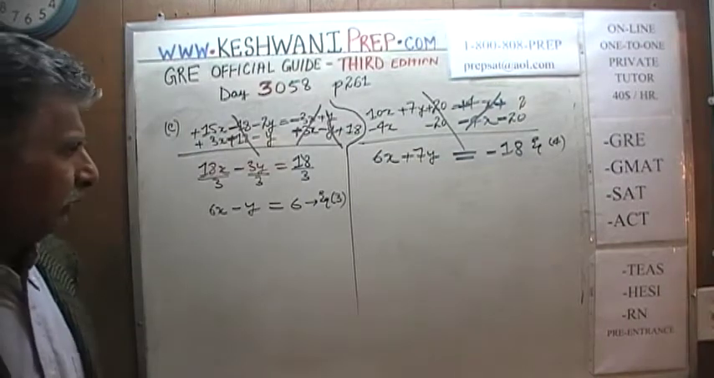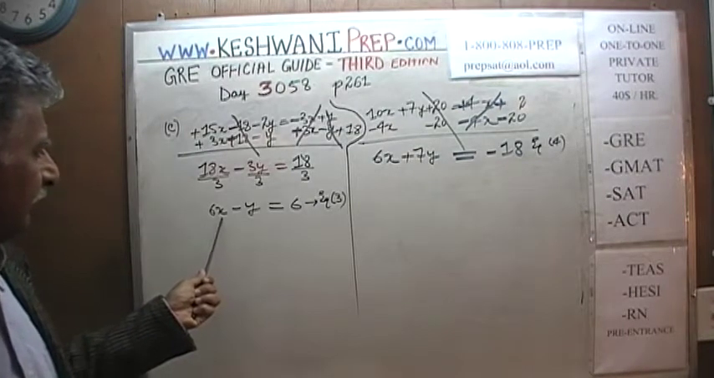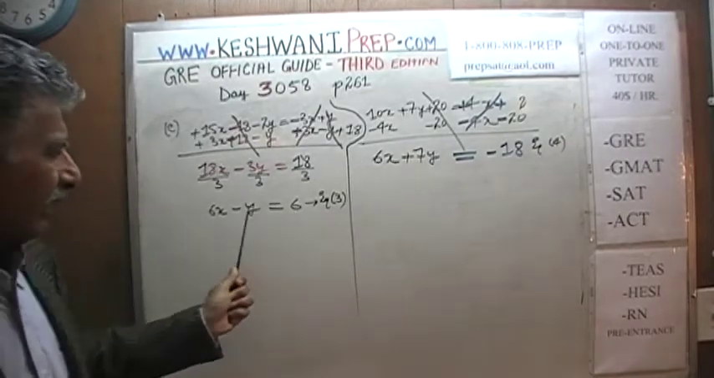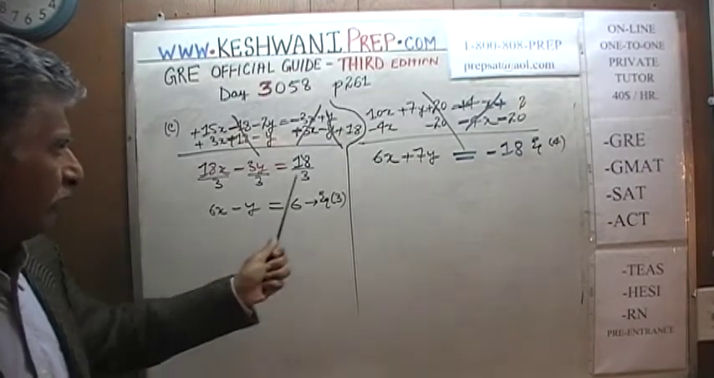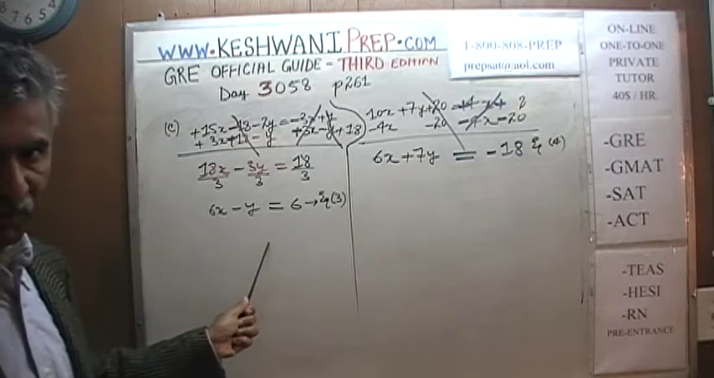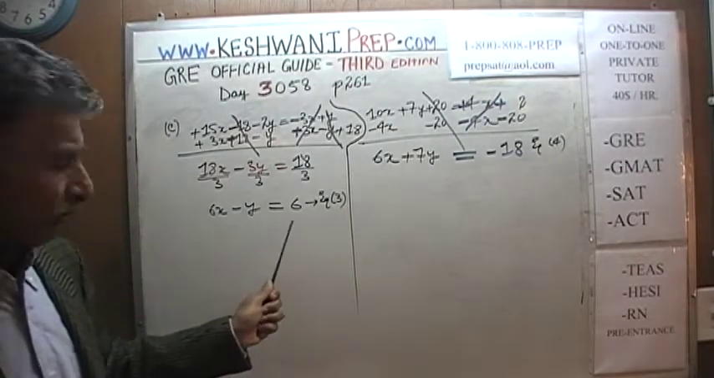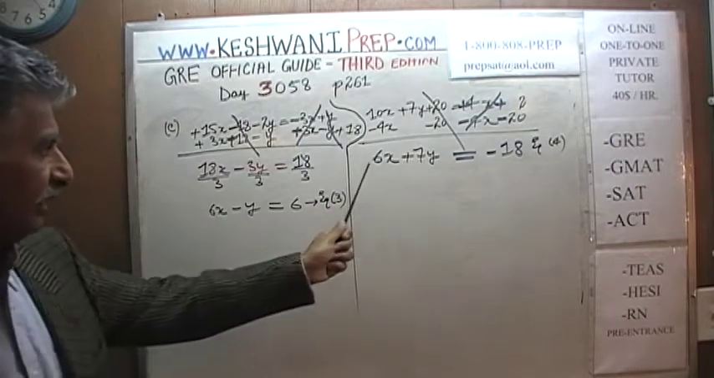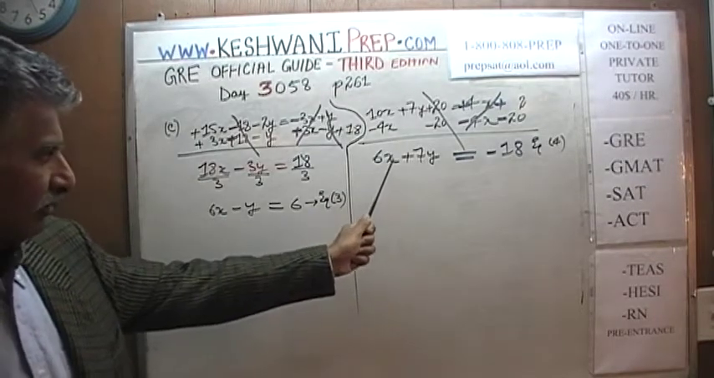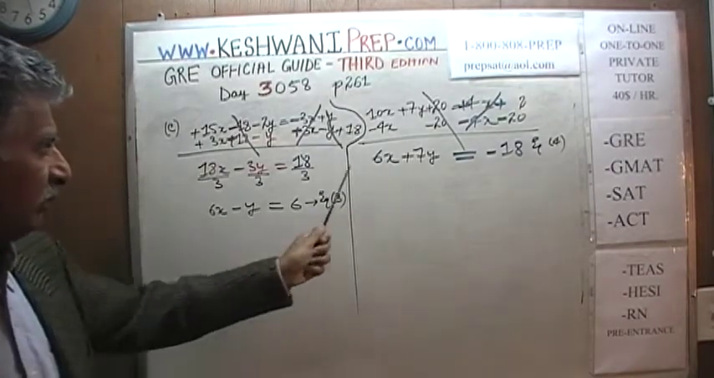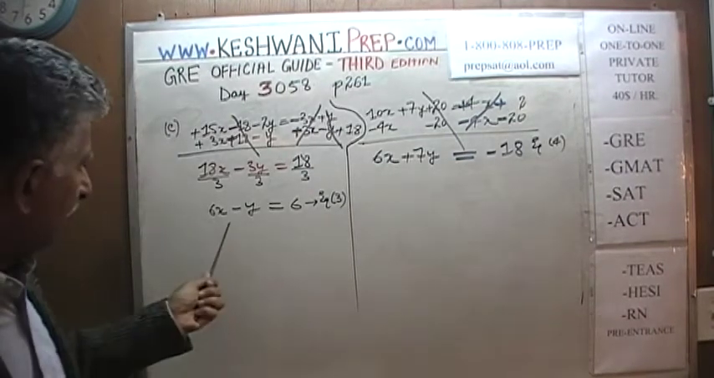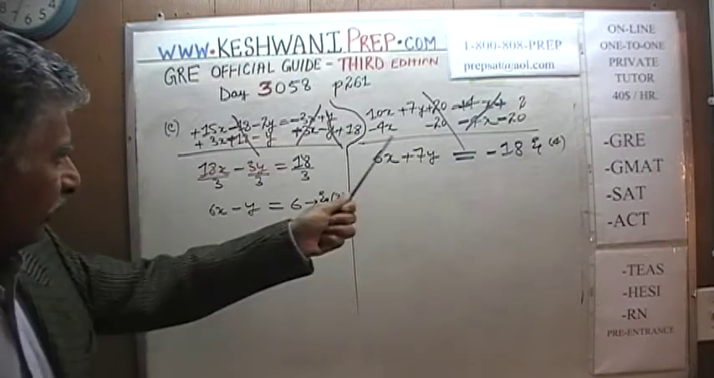What we notice is that in equation 3 we have 6x, and in equation 4 we have 6x. Why don't we simply subtract? We can either subtract equation 3 from equation 4 or equation 4 from equation 3. If we want to subtract equation 3 from equation 4, then we would write equation 3 underneath equation 4. If we want to subtract equation 4 from equation 3, then we would put equation 4 underneath equation 3. Makes no difference. Either way, we're going to get rid of 6x. Let's subtract equation 3 from equation 4.